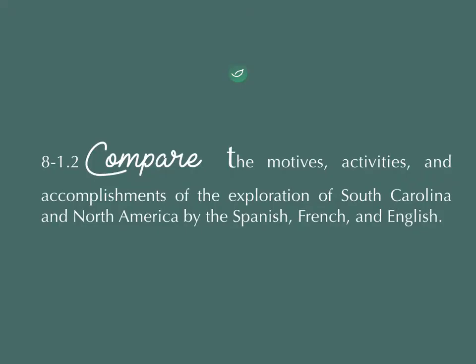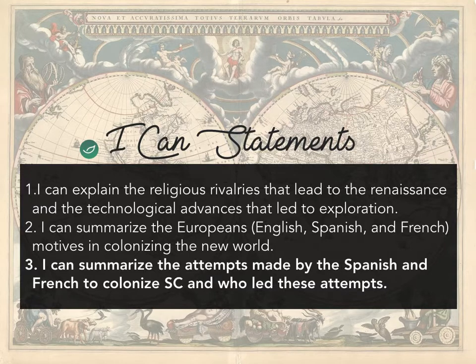Right, the standard we're covering again is 8-1.2. It says compare the motives, activities, and accomplishments of the exploration of South Carolina and North America by the Spanish, French, and English. All right, so we're comparing. So we're going to do a comparative matrix at the end of this particular mini lecture.